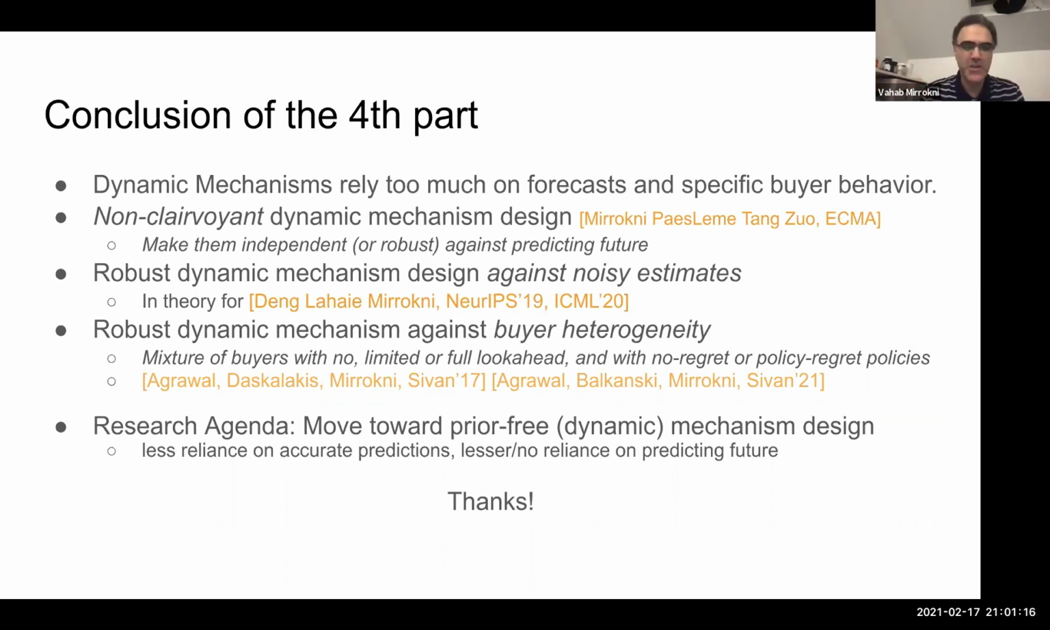So I guess the research agenda here is to move toward more prior-free dynamic mechanism design, mechanisms that don't rely on predictions or can deal with noisy predictions and so on and so forth.